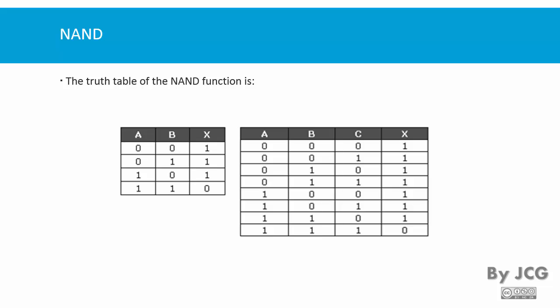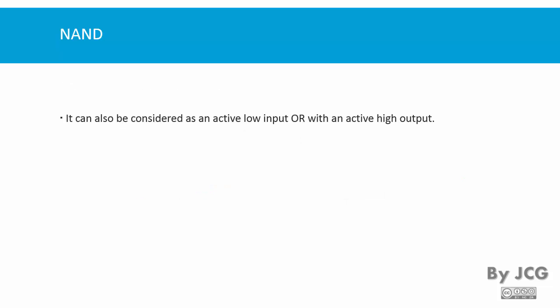And here's the truth table. Again, it's pretty similar to the AND function, where if we have both inputs being 1, the output then is going to be 0. So it's pretty similar to the AND function, but inverted. It can also be considered as an active low input OR with an active high output. So you can see here that the inputs are active low and the output is active high.